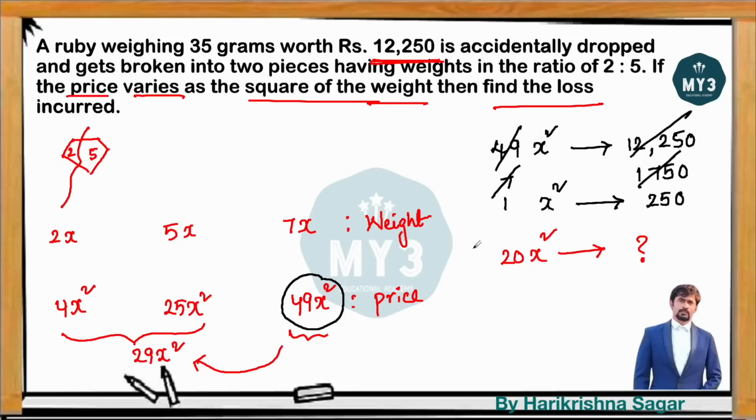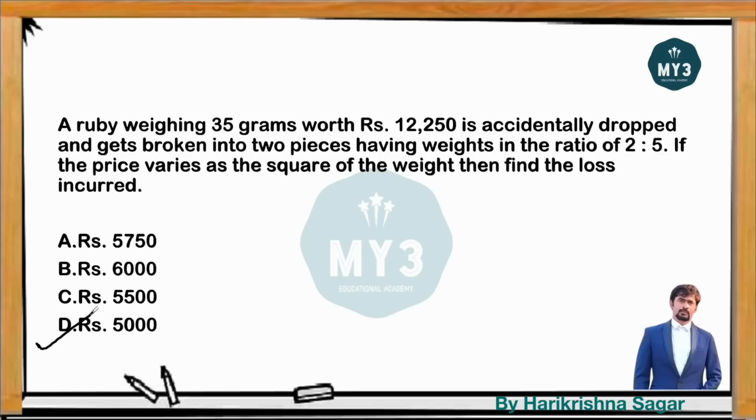They are asking the loss. The loss value is 20x square. Because x square value is 250, 20 into 250 will give you your answer choice. The answer will be 5,000 will be the loss. You look at the answer, mark it as answer choice.